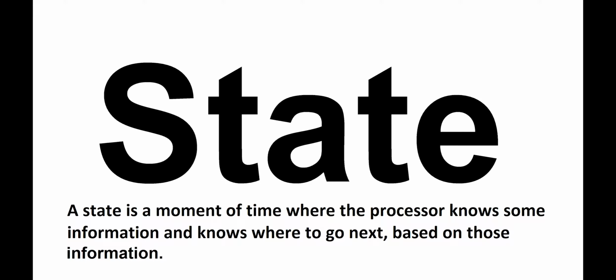All modern computers process information in a series of states. A state is a moment of time where the processor knows some information and knows where to go next based on that information. These states make the processing actually happen. Your laptop or PC can have millions or billions of states. But here, let's start with a simple example of a system with only 3 states.